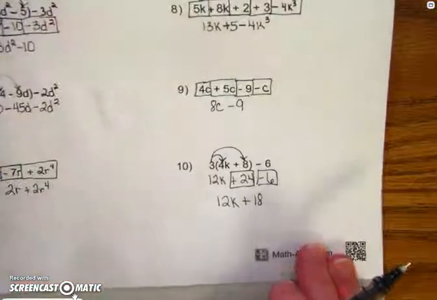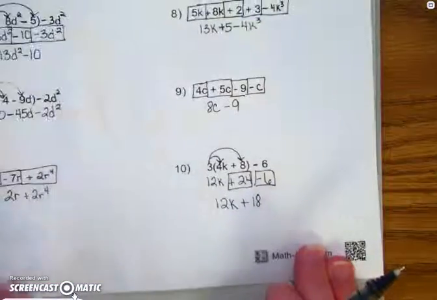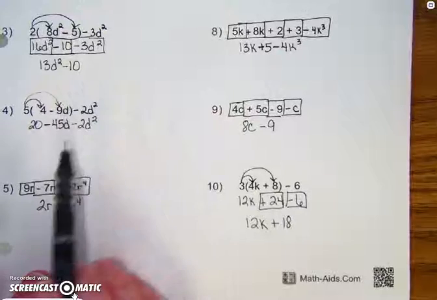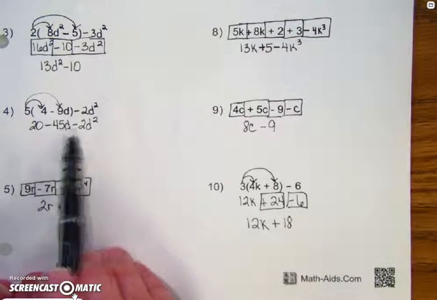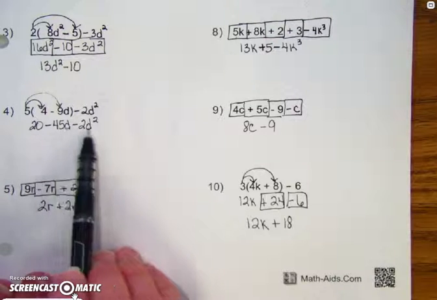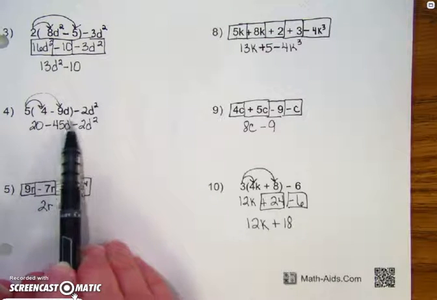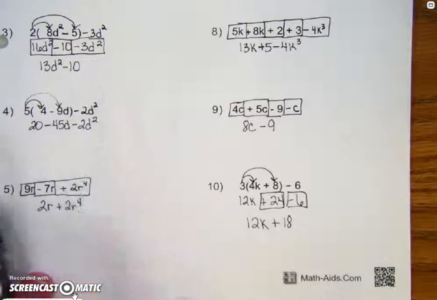The biggest thing to remember in combining like terms is that it has to have the same variable with the same exponent. These two are not like terms because this one has a 1 as its exponent and this one has a 2.